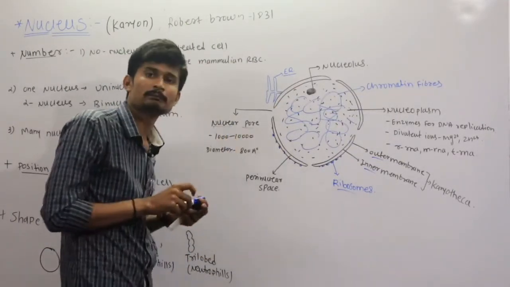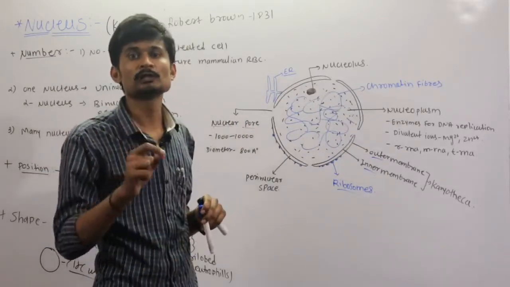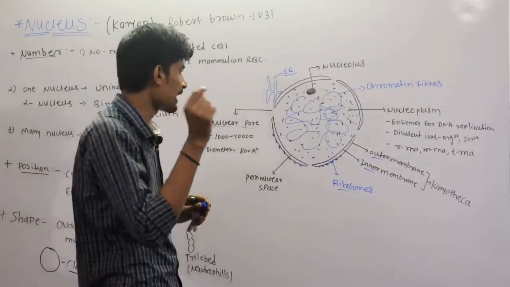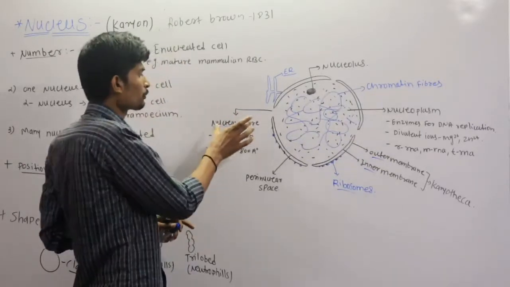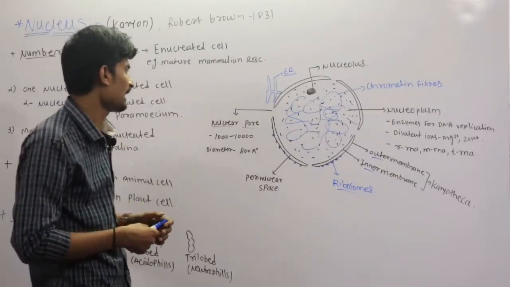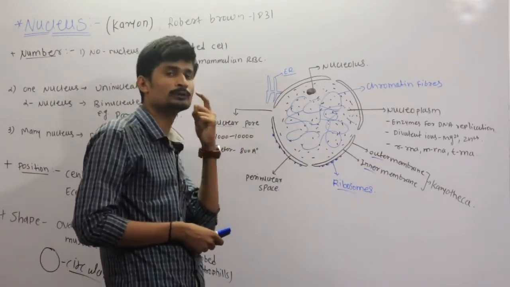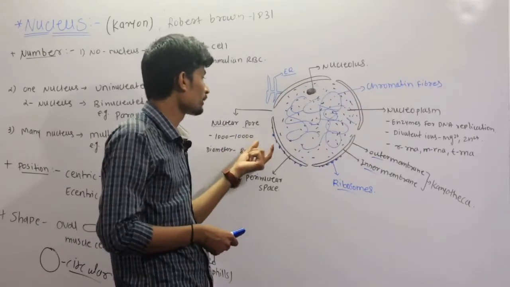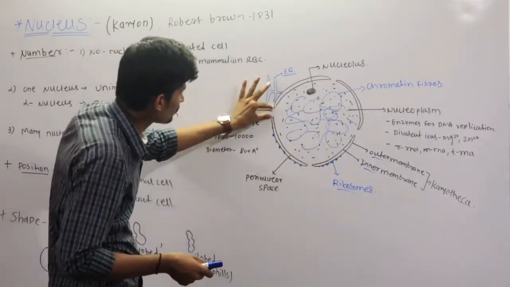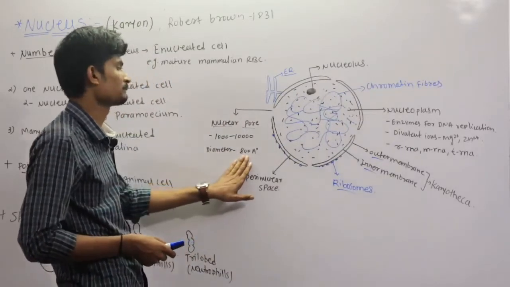The nuclear membrane is not continuous. It is a discontinuous structure. There is a pore at certain intervals. These pores are called nuclear pores in the nuclear membrane. The number varies from 1000 to 10,000 nuclear pores in one nucleus, and the diameter of the nuclear pore is 800 angstrom.